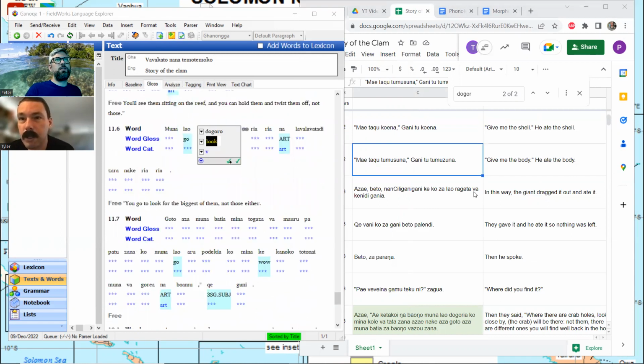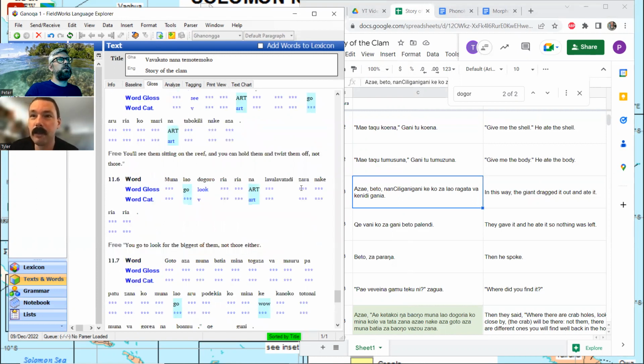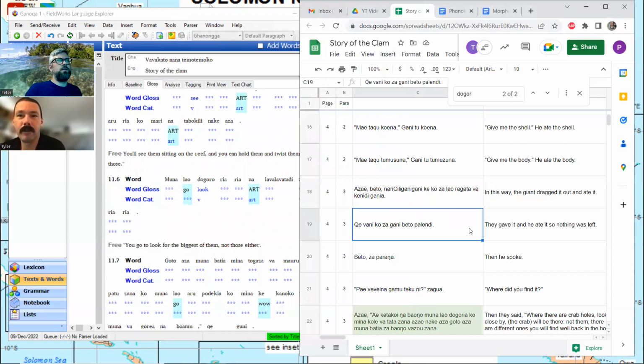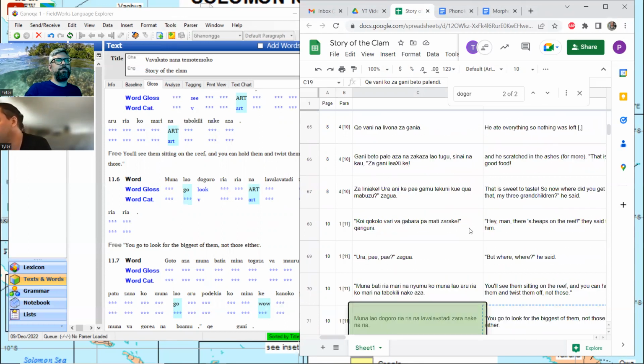Look, a nice reduplication there. Lava tandi. Look for the biggest of them. Not those either. So the biggest, that superlative meaning, might be what that reduplicated one indexes. The super big one, big one, lava. Have any others? We do.